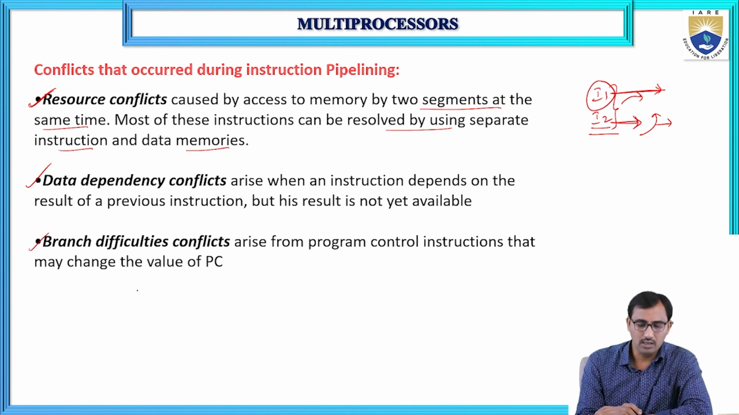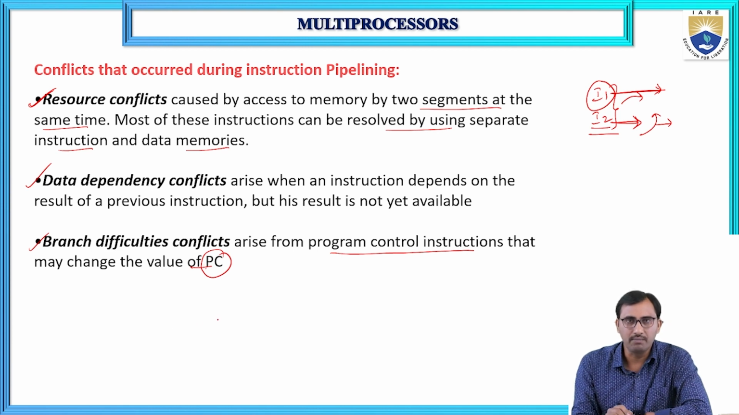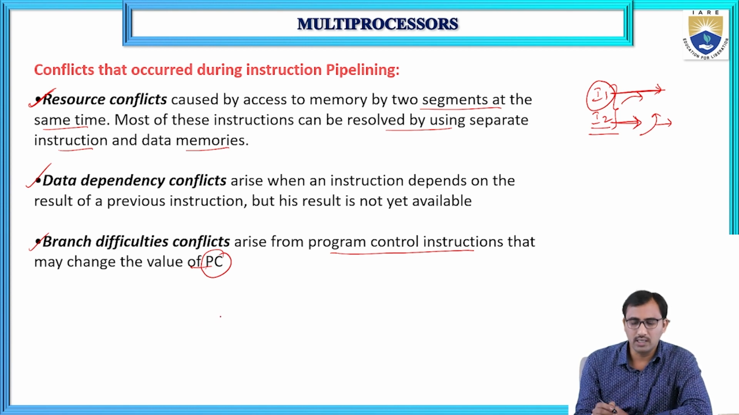Then the third one is branch difficulty conflicts. These branch difficulty conflicts arise from program control instructions that may change the value of PC. That means whenever the program control is transferred from one address to a new address, the value of PC will change. Due to that, these branching difficulties will occur.